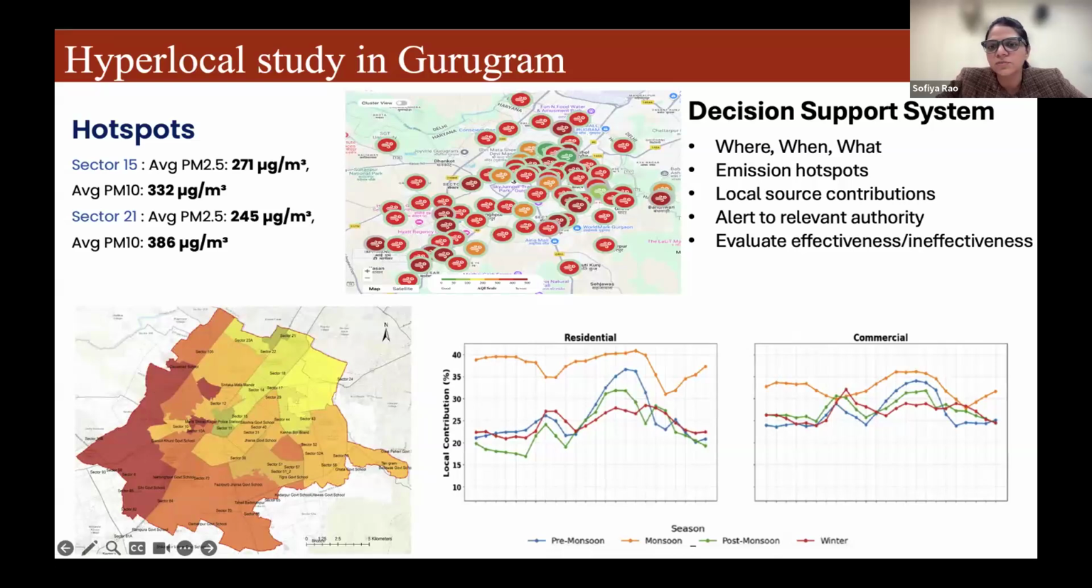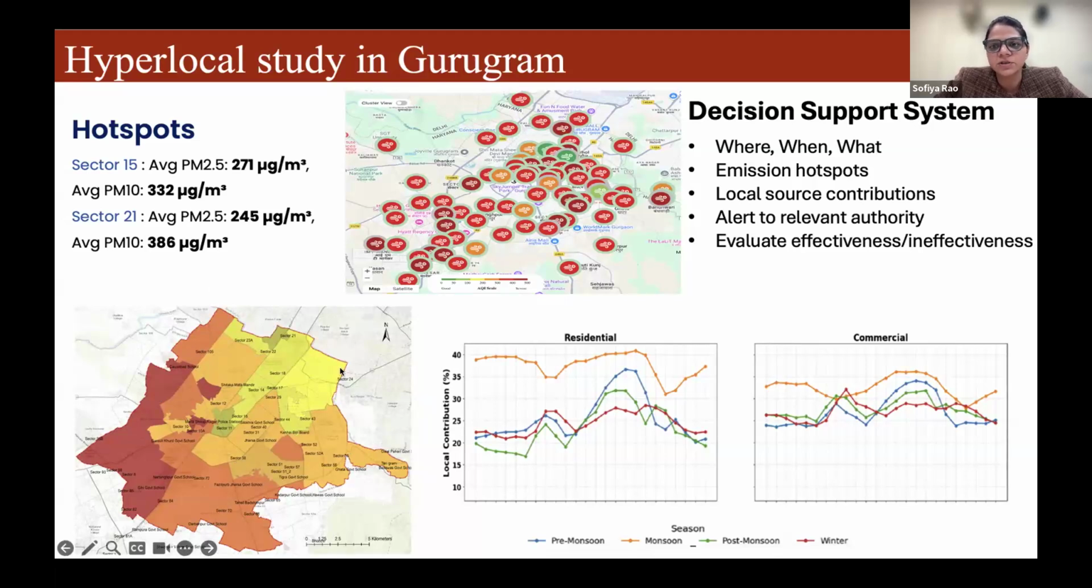No information was available about the sectors. So with the support of GMDA, we set up one low-cost sensor in each and every sector. We started this initiative in August 2024, and till now the sensors are running. From the past 1 year of data, we noticed that sector 15 and sector 25 are the most polluted regions across Gurugram.